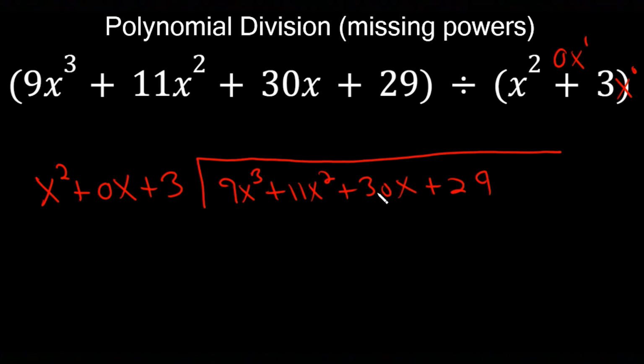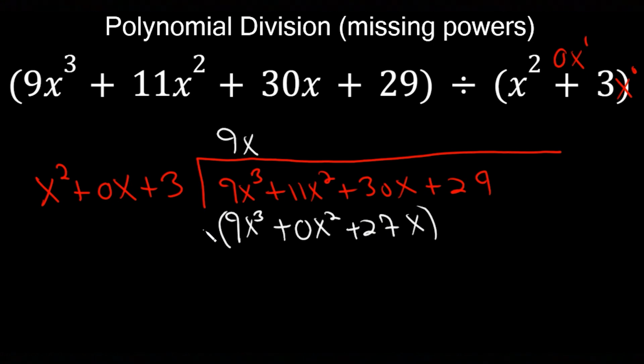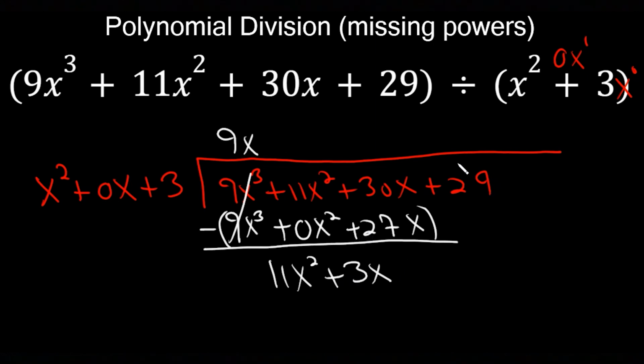So again, I have to match this first term right here, meaning I'm going to multiply by 9x. So multiplying by 9x, I get the following. I get 9x cubed. Well, anything times 0 will be 0, so I get plus 0x squared. And then my last term here, I get plus 27x, put it in parentheses, and then subtract, right? So this will cancel, it always does. Now I'm doing 11x squared minus 0x squared, I get 11x squared. And then 30x minus a 27x, you get plus 3x, okay? Bring down your last term on your dividend right here, so plus 29.